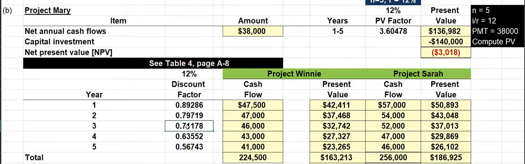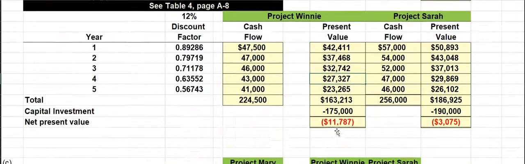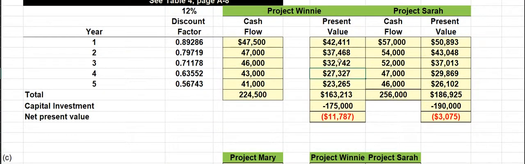And I do the same thing for each. Again, the annual cash flow multiplied by the present value interest factor, I get the present value. Then we will add all of those values and we get a total of $163,213. So the value today of all of these cash inflows over the next 5 years is $163,213.